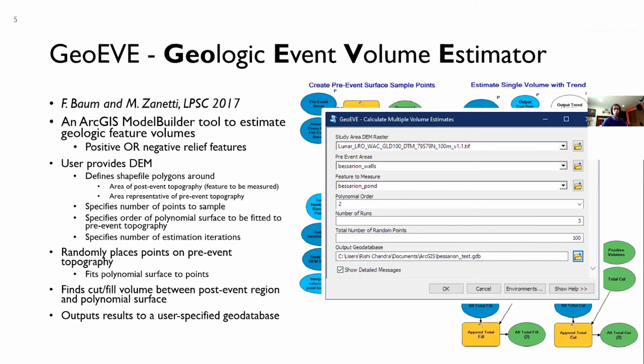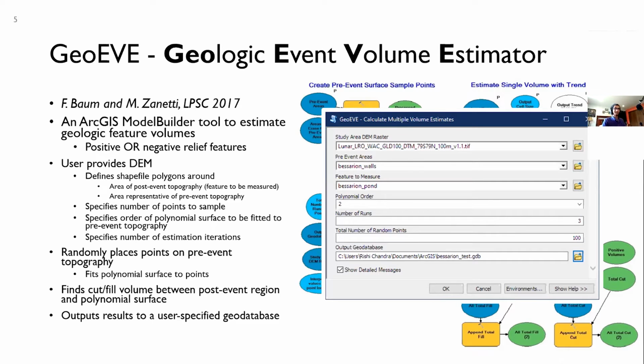And the algorithm will iterate this estimation. It'll run it multiple times because every time it samples points off that surface, it'll produce a new slightly different estimate. So you tell it how many times to estimate, and it'll produce a distribution of volume estimates using that. As I alluded to, it takes a cut-fill volume difference between the DEM and the trend raster that's been fitted to the pre-event topography. And it'll output that cut-fill volume to a geodatabase at your specification.